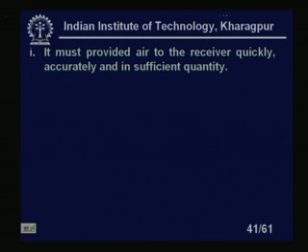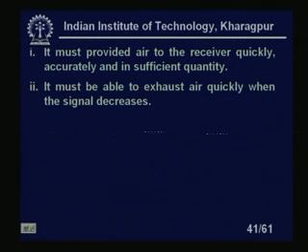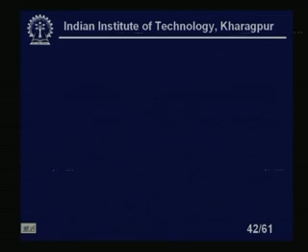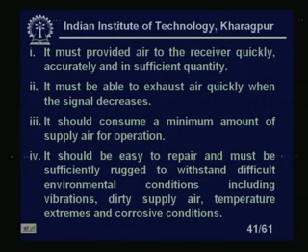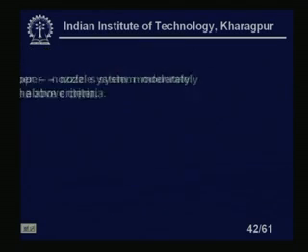It must provide air to the receiver quickly, accurately and in sufficient quantity. It must be able to exhaust air quickly when the signal decreases. It should consume a minimum amount of supply air for operation. It should be easy to repair, and must be sufficiently rugged to withstand difficult environmental conditions, including variations, dirty supply air, which is not very important, since usually we can filter the air, temperature extremes and corrosive conditions.